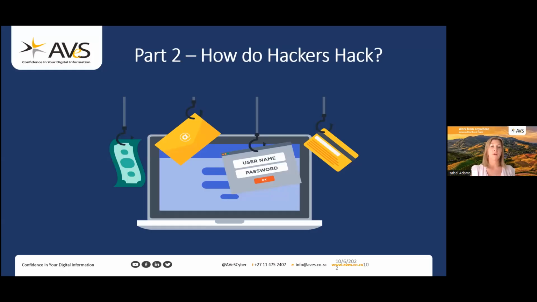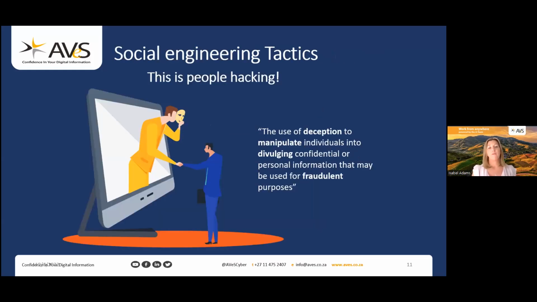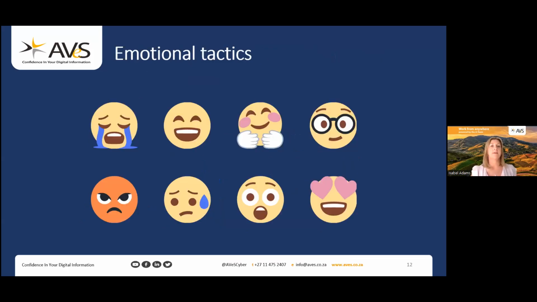And there's a couple of things. So firstly, what we refer to this as is social engineering. We call it people hacking, which is really the use of deception or manipulation to getting us to divulge our personal information that they're using for fraudulent purposes. And there's a couple of psychological tactics that they use to get us or convince us to give away our information. And these include anger, compassion, curiosity, intimidation, flattery.